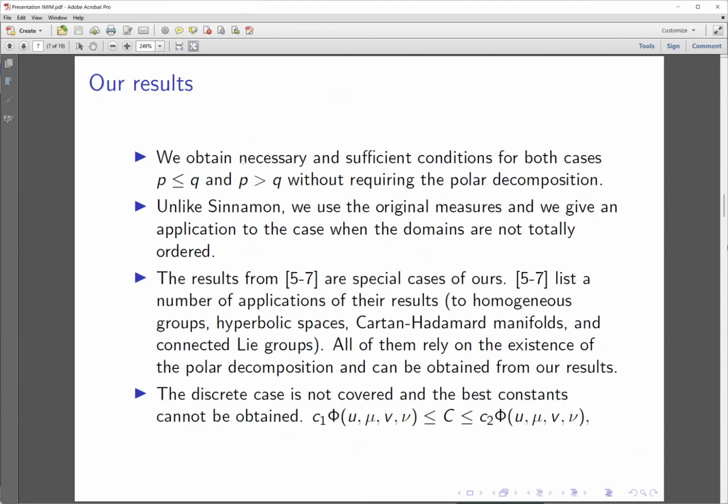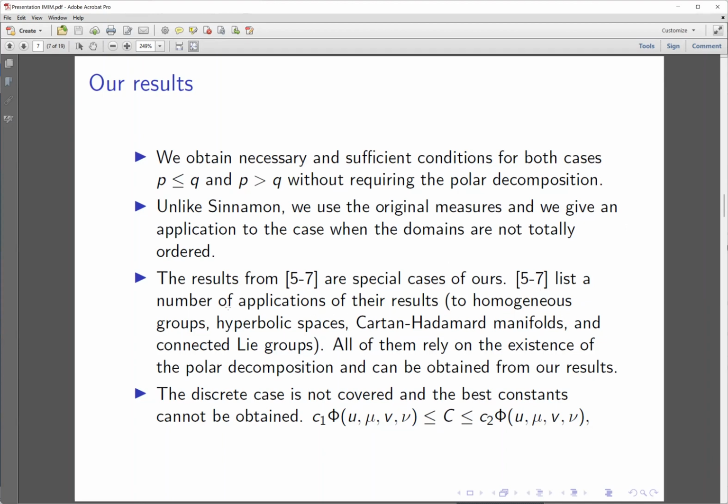So what did I do? As I said earlier, I cover both cases, when p is less than or equal to q and when p is larger than q. And then, unlike Cinnamon, I use original measures. And later on, I'm going to give an example when one actually needs original measures. Well, this is a simple thing: the results by Ruzhansky and his co-authors are special cases of my results.